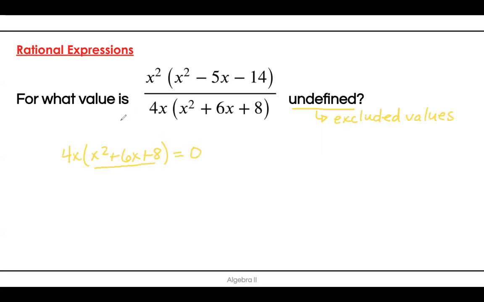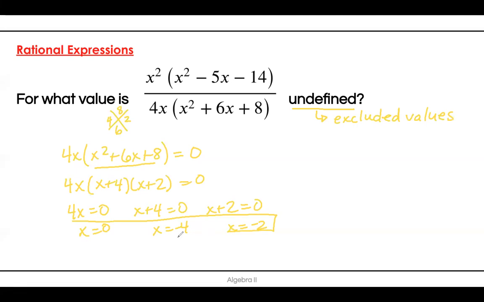For this portion, I need to know what multiplies to give me 8 and adds to give me 6. So it's going to be 4 and 2. So I can make 4x times x plus 4 times x plus 2 equals 0. Zero product property says I need to set all of these equal to 0. So 4x equals 0, x plus 4 equals 0, and x plus 2 equals 0. So x is 0, x is -4, and x is -2. So for what value is this function undefined? It's going to be all of these values.